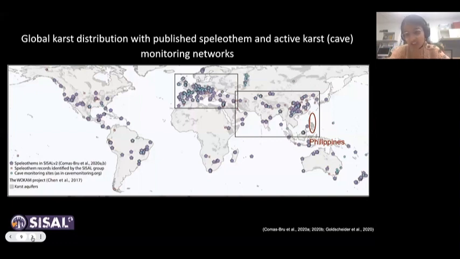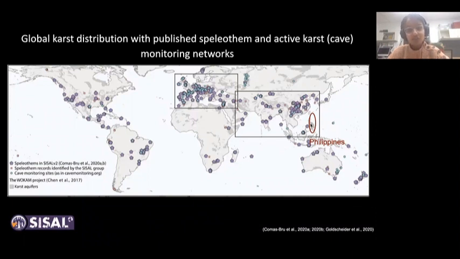This is a recent global karst distribution map that was published and that highlights global karst distribution around the world, indicated in the gray shading. In addition to that, the purple hexagons represent published speleothems, as well as the active cave monitoring networks, which are indicated by the circles.